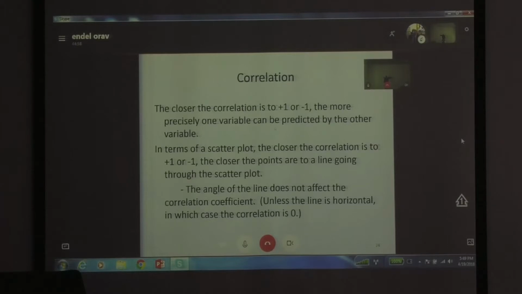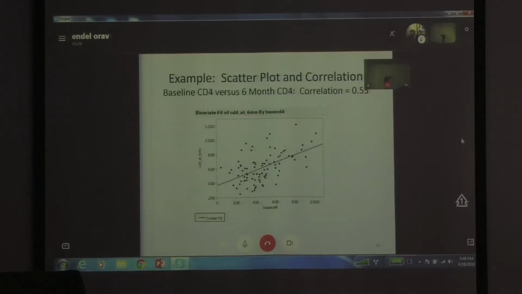The closer the correlation is to ±1, that's the important idea for today, the more dependent the two measurements are, the more precisely one measurement can be predicted from the other. If you look at the scatter plot between the two measurements, if we have a correlation that's close to +1 or -1, the points in the scatter plot will line up closer to a straight line. The angle of the line doesn't affect the correlation. It's really how close the points are to the line.